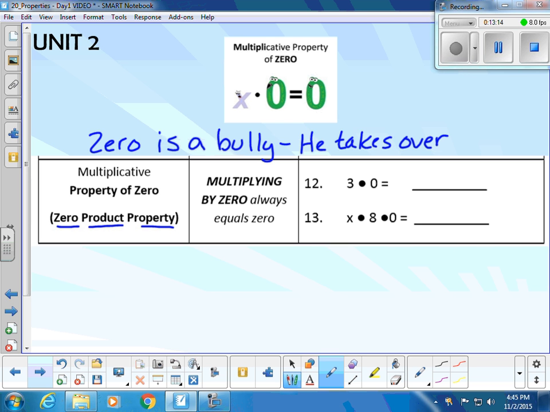So 3 times 0 would give you 0. If I have x times 8 times 0, it's still just going to be 0. There's no surprises. So anything multiplied times 0, 0 is that bully. He takes over the problem, and he eats everything and just leaves himself.